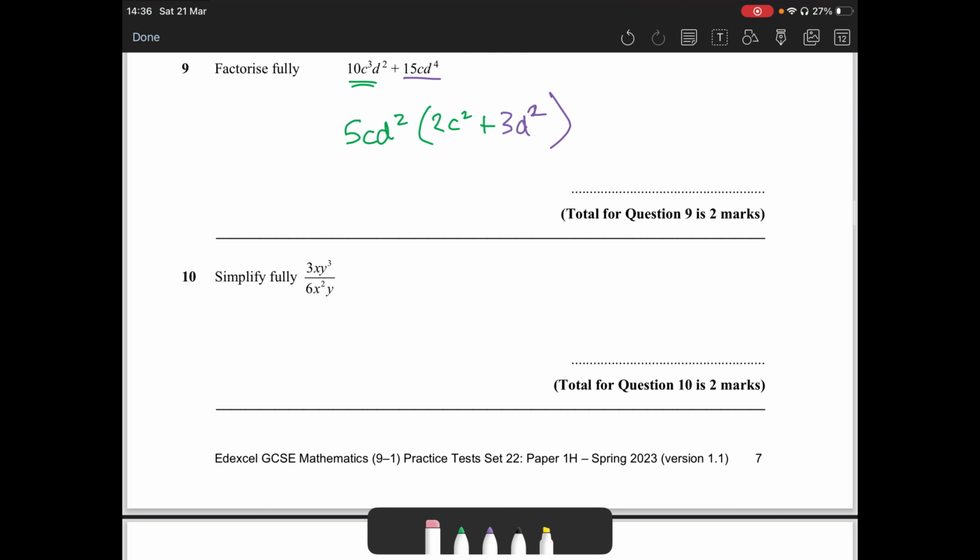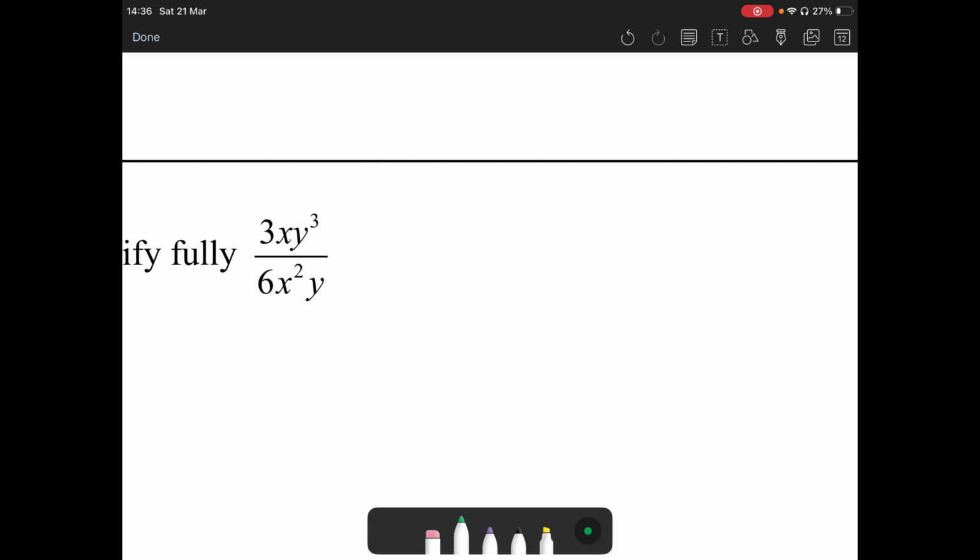Cool. Next up, simplify this. So when we're dividing, I'll deal with the coefficient first. 3/6 is the same as 1/2. The x, think of that as x to the power 1. Divided by x squared, well, you could say that the x on the top cancels out with one of the x's on the bottom. So it'll be 1 over x.